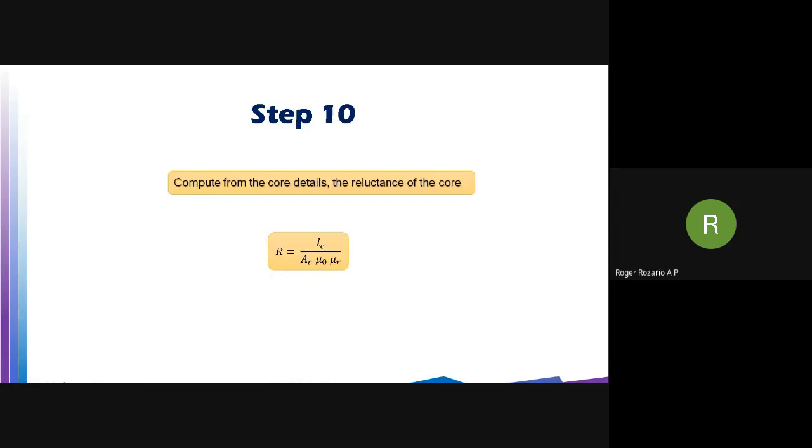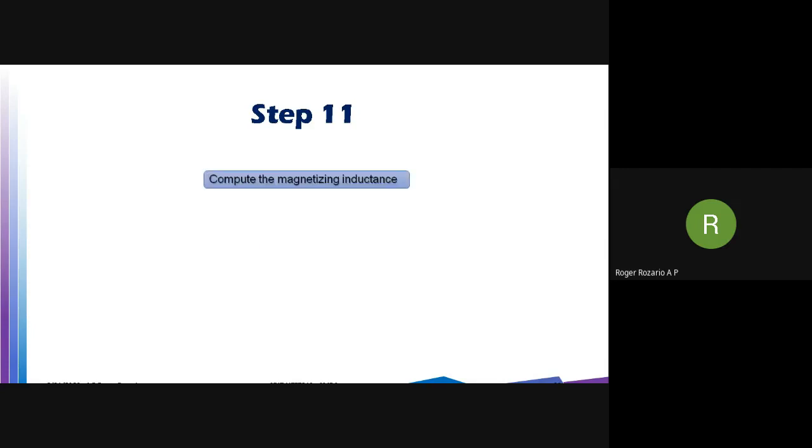And finally, the reluctance of the core you can calculate using the length of the mean magnetic path LC, or the length of the core L by UA. That is the formula: LC divided by AC into mu naught into mu r. And the last step, we computed the magnetizing inductance. L equal to, you know the formula, N square mu A by L. So that is written as N square by R.